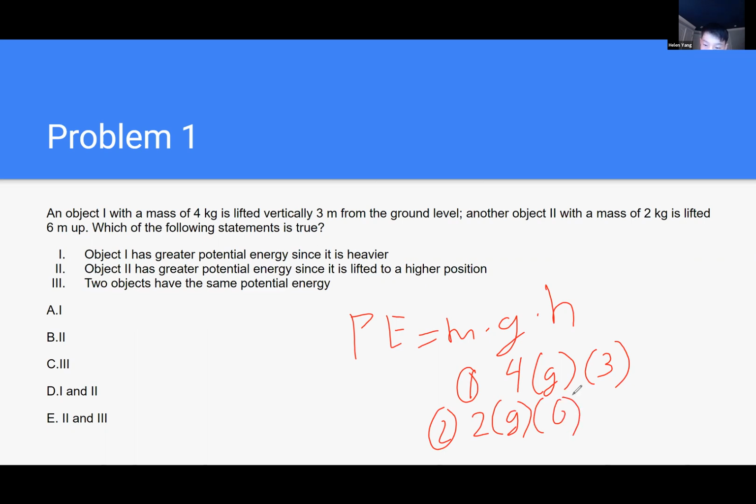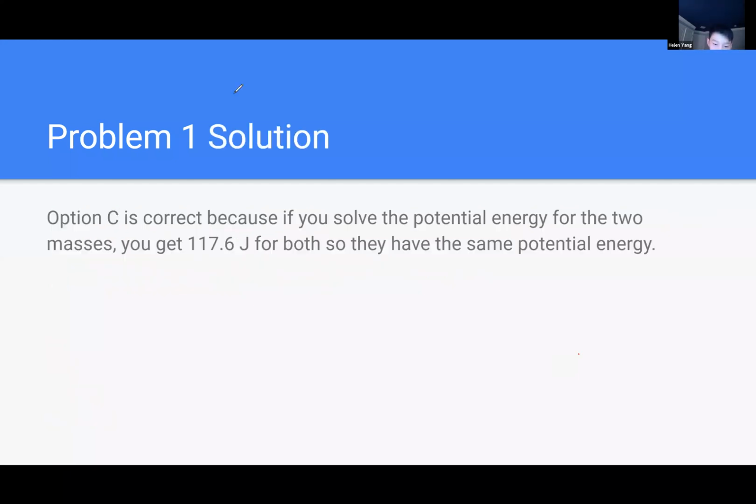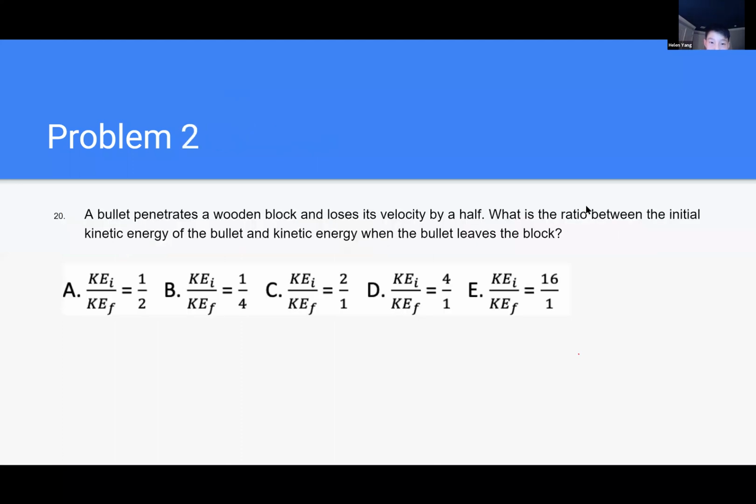And if you do the math for that, you get that object 1 is 12g and object 2 is also 12g. So it would actually have the same potential energy, which is C. Do you guys understand that one? Okay, so we can move on to question 2 then.